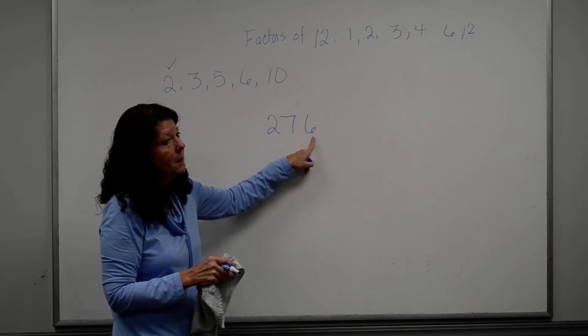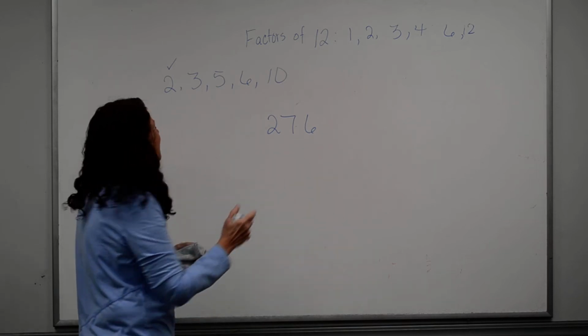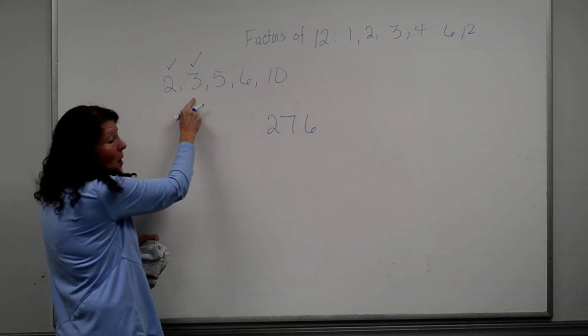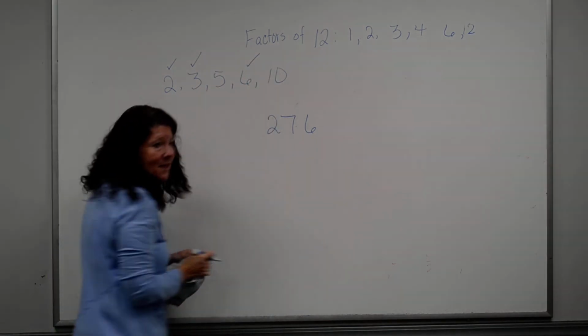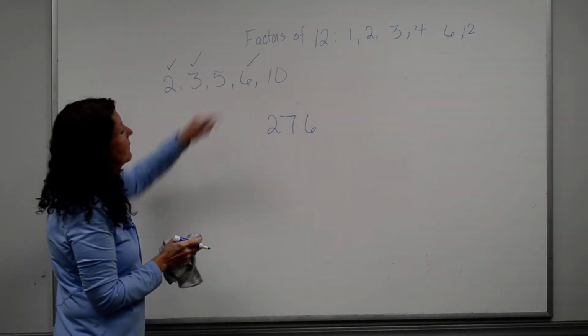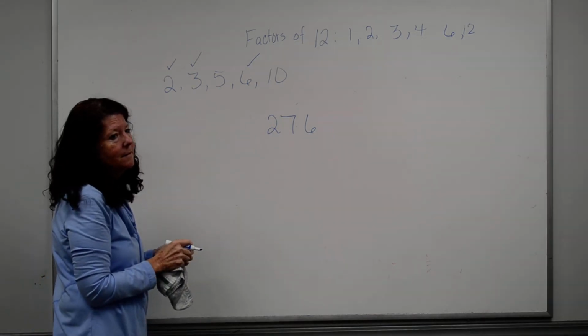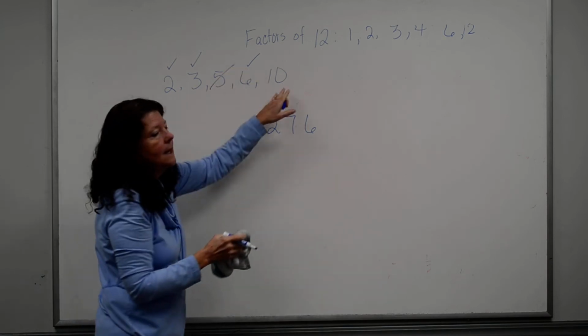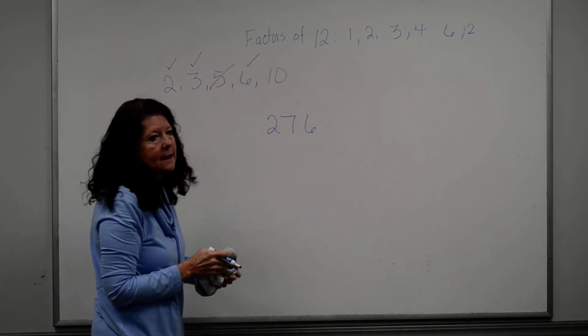Can I divide 15 by 3? Oh yeah, okay, because 15 divided by 3 is 5. So those 2. Now if those 2 go into it, then that one goes into it. How about 5? No, because it does not end in a 5 or a 0. How about 10? No, because it doesn't end in a 0.